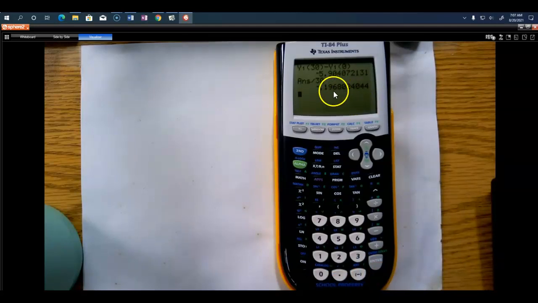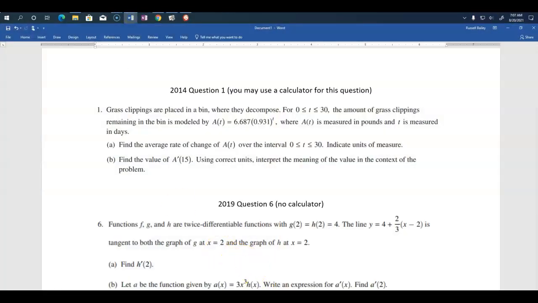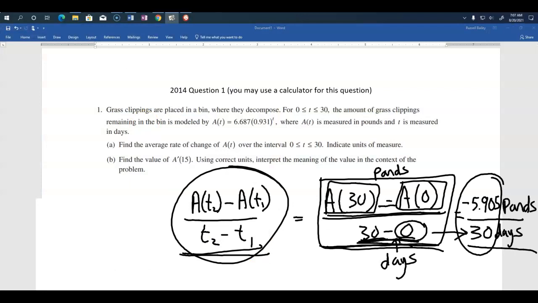We're going to round to the thousandth place once again, and we're going to get negative 0.197. So let's go ahead and write that one down. And we're going to put the units next to it. It's pounds. Matter of fact, I think I'll just use the abbreviation, pounds per day. And we are done. That's the final answer.